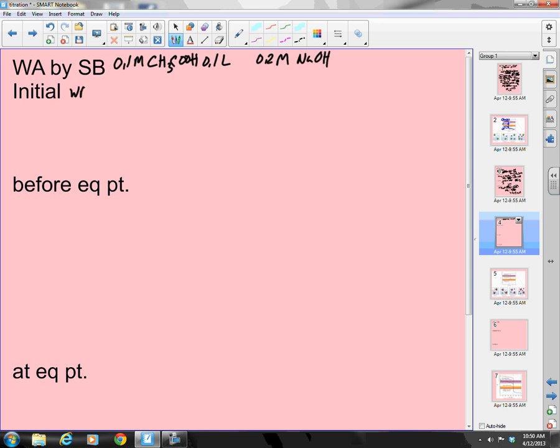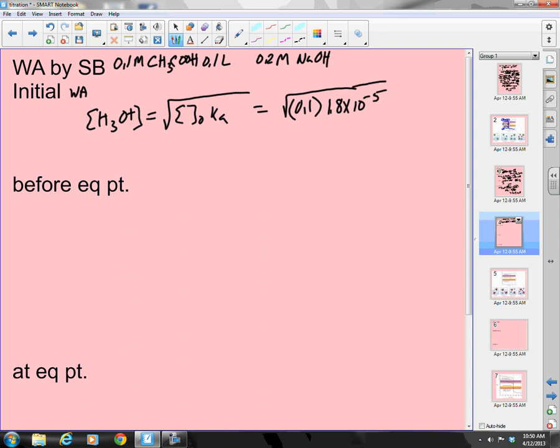Good. What do I have initially? Initially, I have a weak acid. So what am I going to do? I'm going to have to use my ICE box and come up with the concentration of my hydronium, which is equal to the square root of my initial concentration times Ka. So in this case, it would be the square root of 0.1, because that's my initial concentration, times my Ka of 1.8 times 10 to the minus fifth. And where does this come from? This comes out of ICE, where we're assuming x is much, much smaller than my initial concentration.